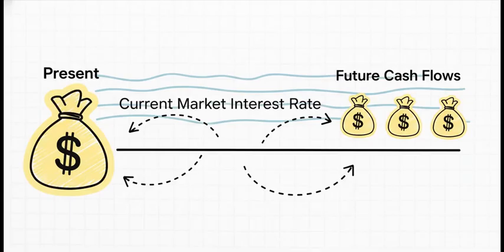It's actually really elegant. A bond's price has nothing to do with what it paid in the past. It's all about the promise of what it will pay in the future. And the value of that future money, well, that changes every single day based on what's happening in the market. That's the big idea we're going to unpack right now.